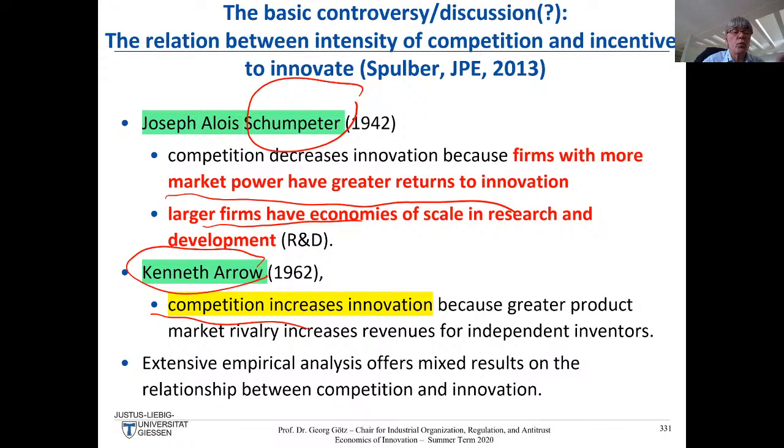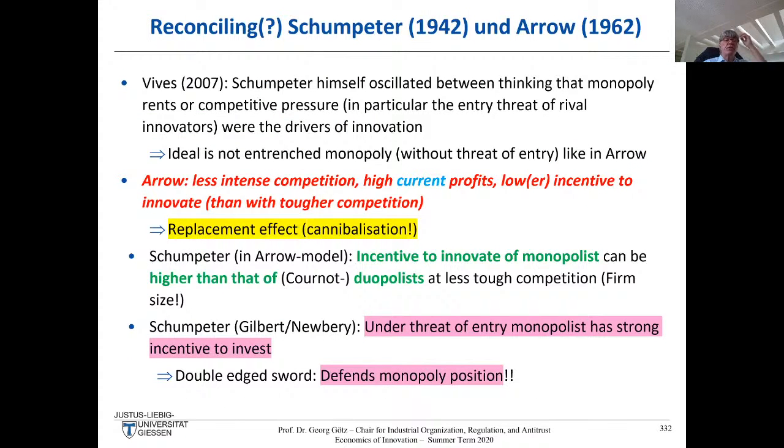Okay, and there was extensive empirical research on that. I already presented that to you, and it always was mixed results. Okay, Vives in a recent paper shows that Schumpeter is not so clear after all. However, what he states is we have Arrow and the cannibalization or replacement effect, which just tells you that a monopoly has a lower incentive to innovate, whereas firms under competition have a higher incentive to innovate.